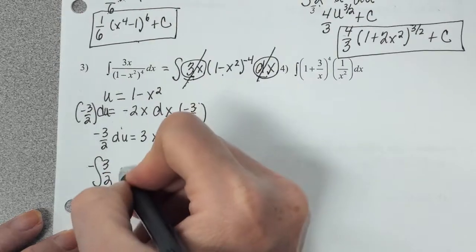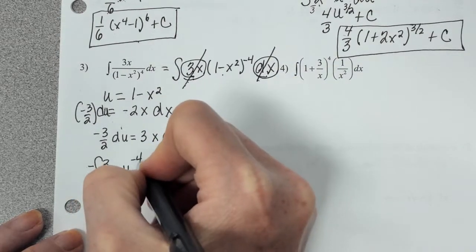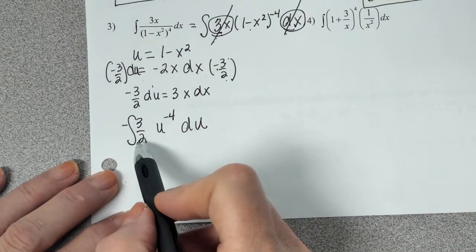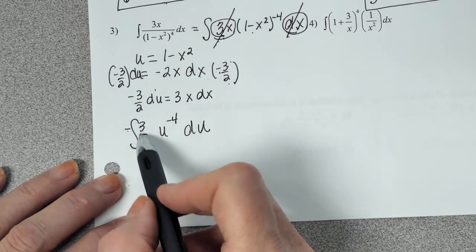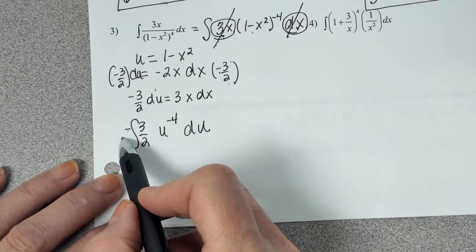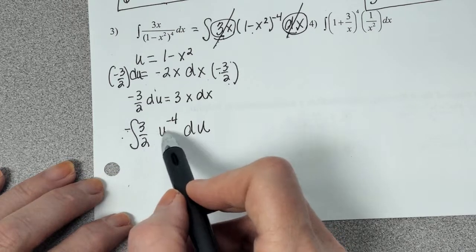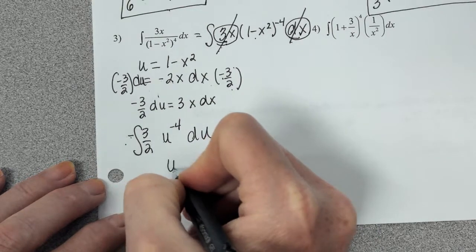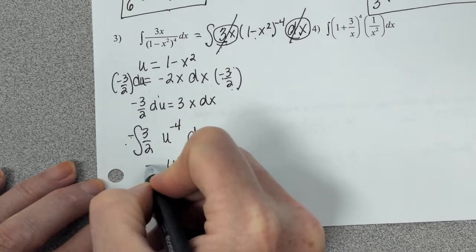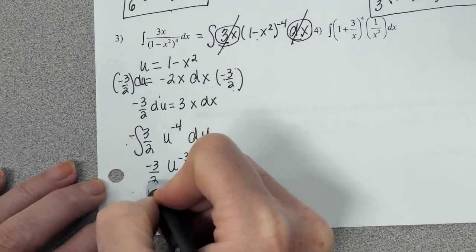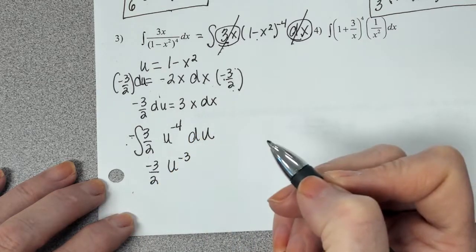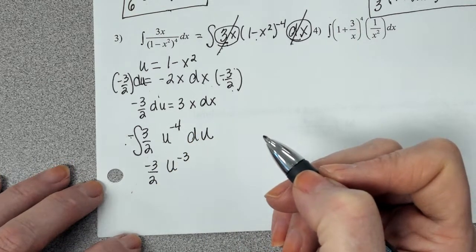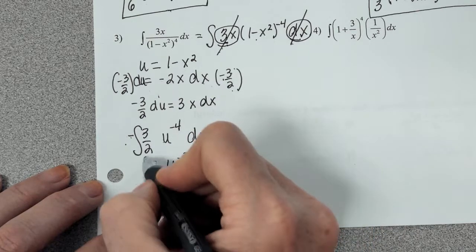Here's my u to the negative 4. You can pull the negative out in front. You can even pull this coefficient out in front if you want to. Either way, we're going to add 1 to negative 4. What do we get if we add 1 to negative 4? Negative 3. So now I have to take my negative 3/2 and divide it by negative 3, or I can think of it as multiplying it by what? Negative 1/3, right?